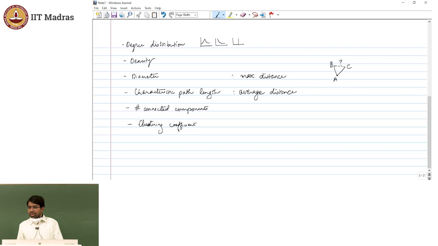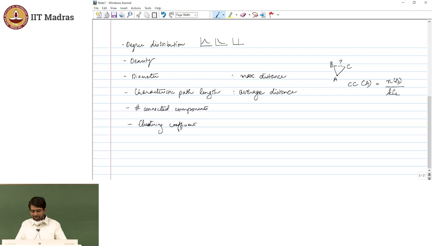So CC of a node A is the number of triangles incident on A divided by the total number of possible pairs, where K is the number of neighbors of A. Maybe it's getting a little heavy. This is fairly simple, no? You've studied much harder concepts than this.